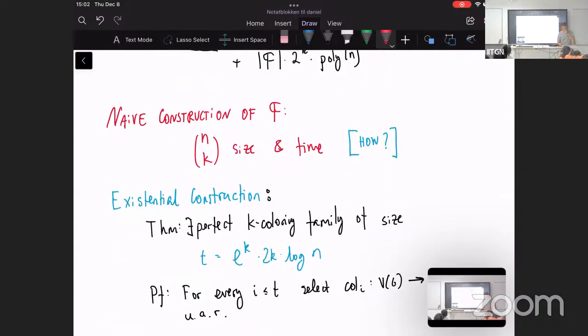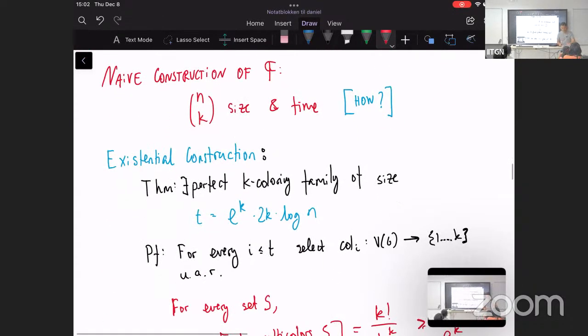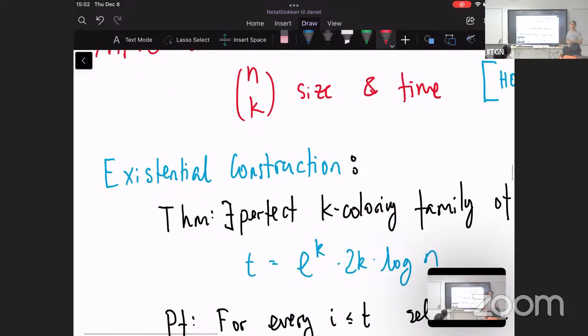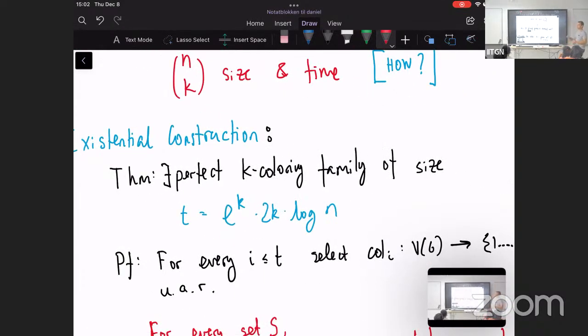All right. So now let's do something funny. I'll give you a construction showing that there exists a perfect k-coloring family of exactly the size we want, matching the randomized algorithm perfectly, but I don't know how to compute it. So I'm going to give you a non-constructive proof that a family of the type that I want exists. It's actually constructive if I allow randomness, but that sort of defeats the purpose.